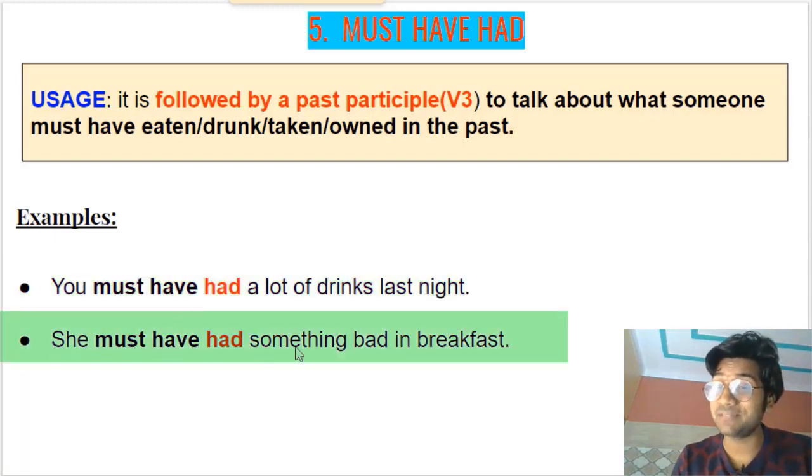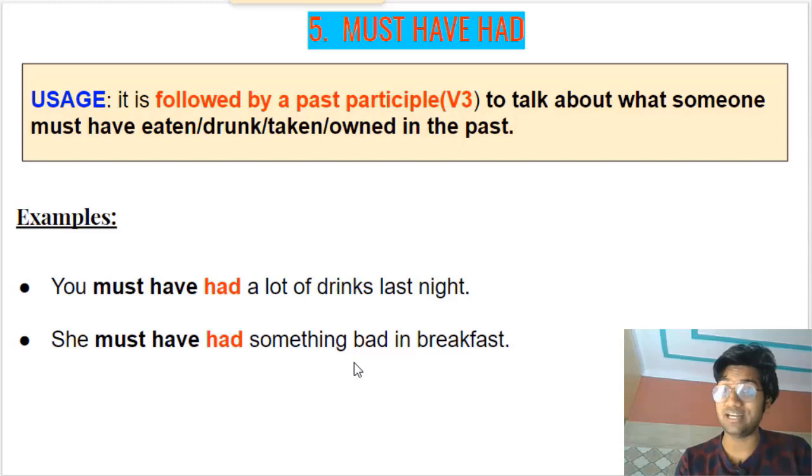She must have had something bad in breakfast. She must have eaten or taken something bad in breakfast because right now she's having some issues with her stomach. She's having a stomach ache, which makes me believe that she must have had something bad in breakfast. She must have eaten, she must have taken something bad in breakfast. So that's how we use must have had.